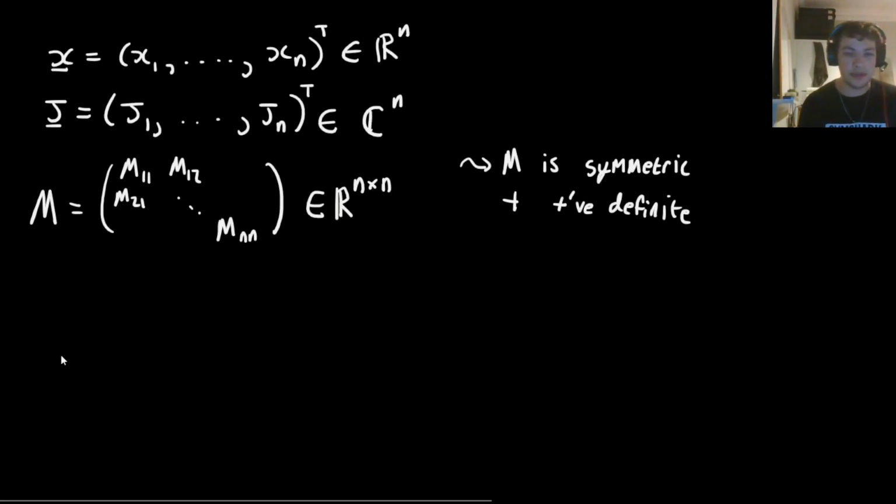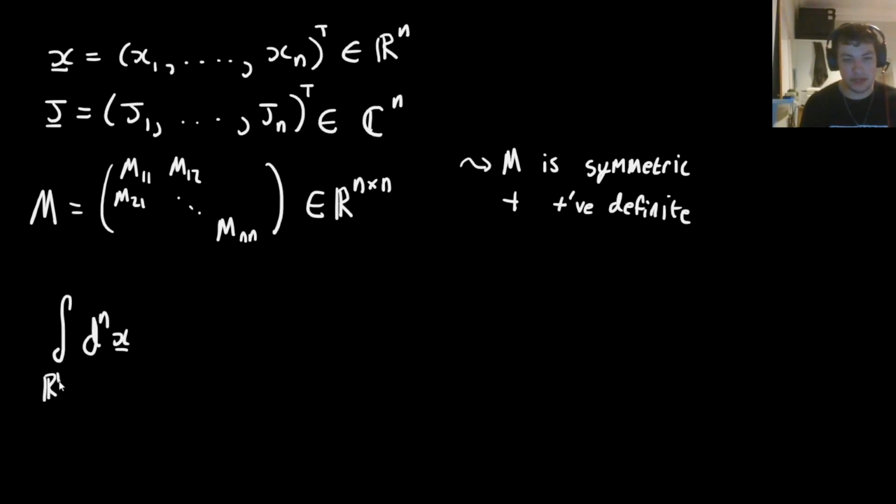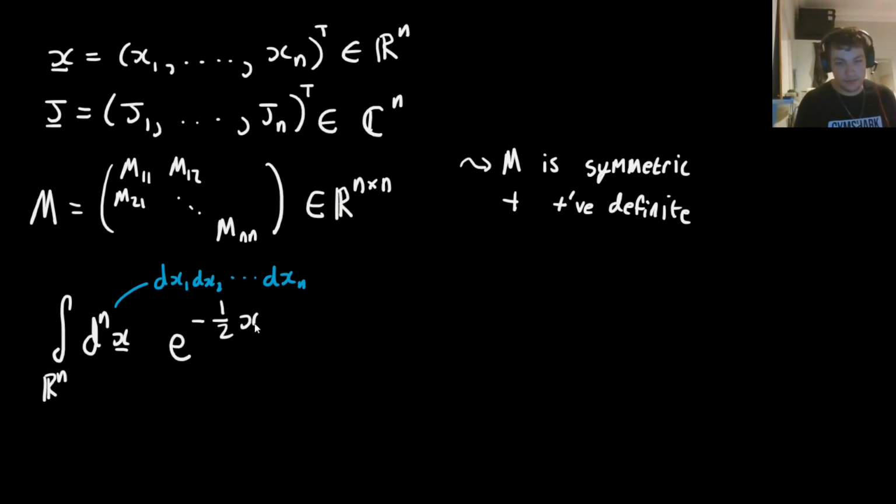Okay, and now what we're going to do is the integral d^n x over all of R^n. So this is just dx1, dx2 up to dxn. Now we'll bring our differentials to the front in our integrals. e to the negative 1/2 x transpose M x plus j dot x.